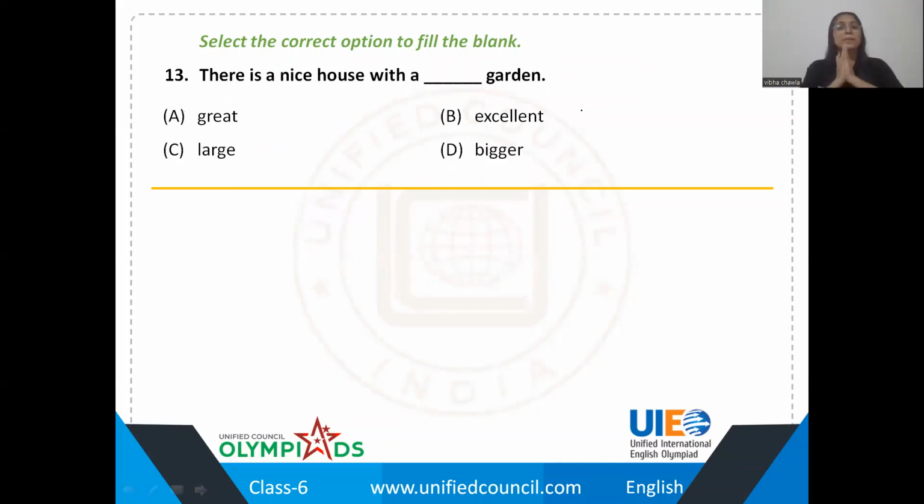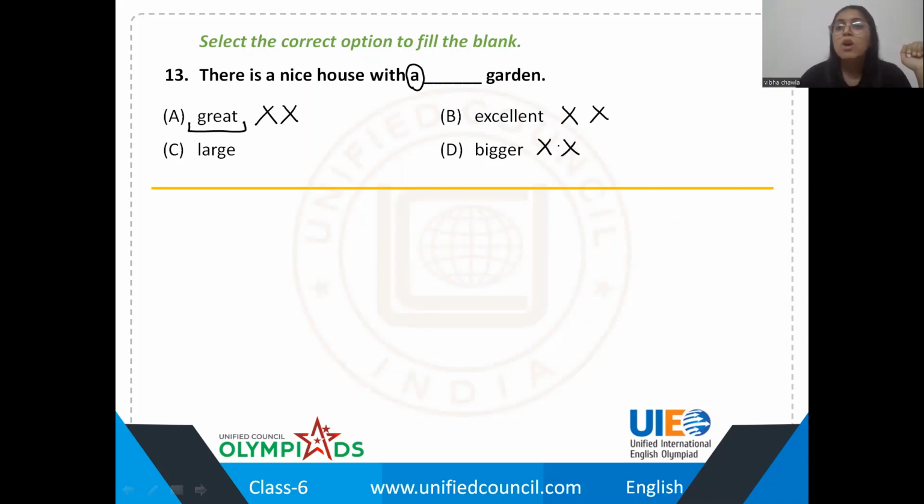Now let's move to question number 13. There is a nice house with a blank garden. Great garden, excellent garden, large garden, bigger garden. So see, great shows much more than average, something more than average in quantity or in degree, so we can't use it for garden. Excellent could be the right option if an were given there, but it's a, so it can't be excellent.